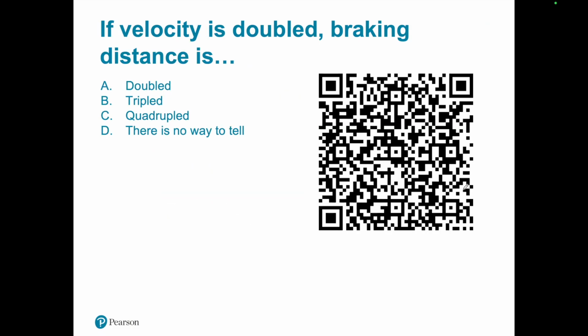So, for this question, go ahead and scan the QR code. If the velocity is doubled, braking distance is doubled, tripled, quadrupled, or no way to tell.